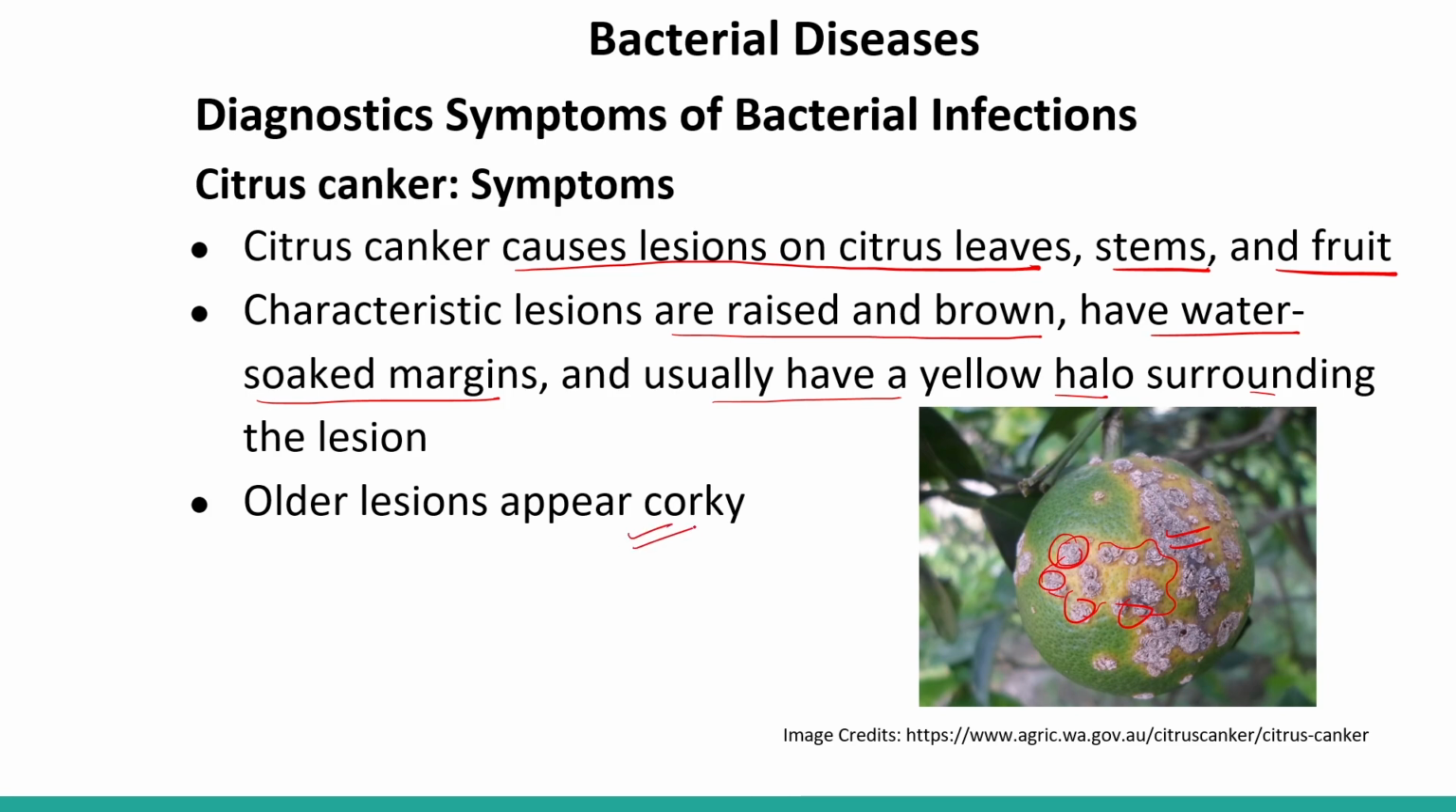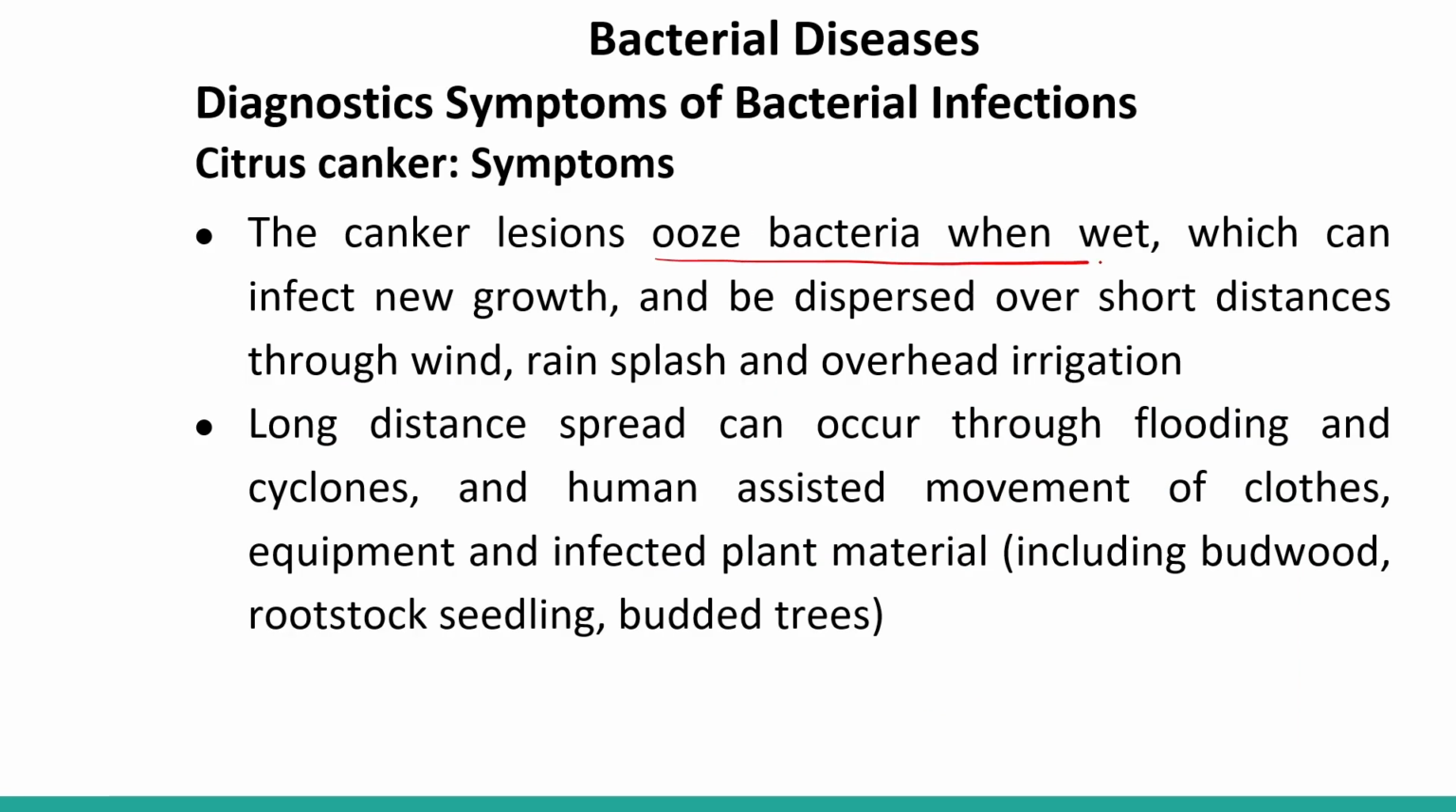Older lesions appear corky, and this is the older lesion, so it appears corky. The canker lesions ooze bacteria when wet, which can infect new growth and be dispersed over short distances through wind, rain splash and overhead irrigation. So from these lesions, the bacteria ooze out when they are wet, and that can be spread to new plants through wind, rain splash and other things like insects or even with the help of humans.